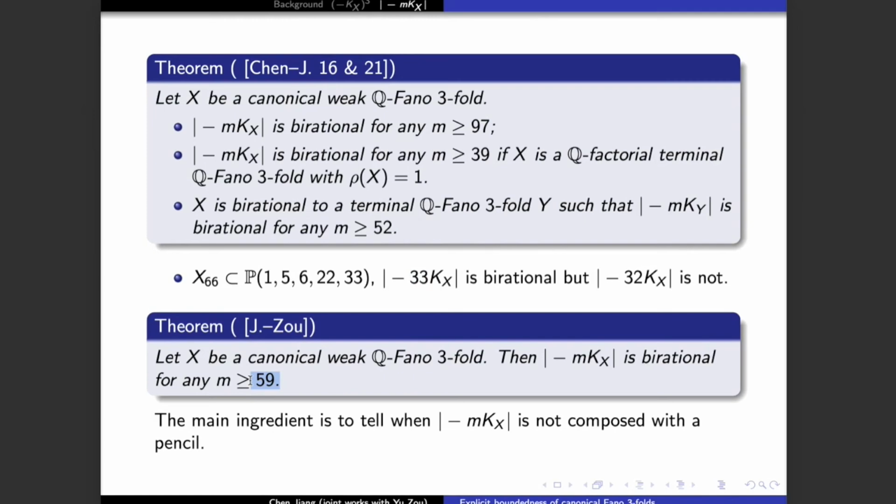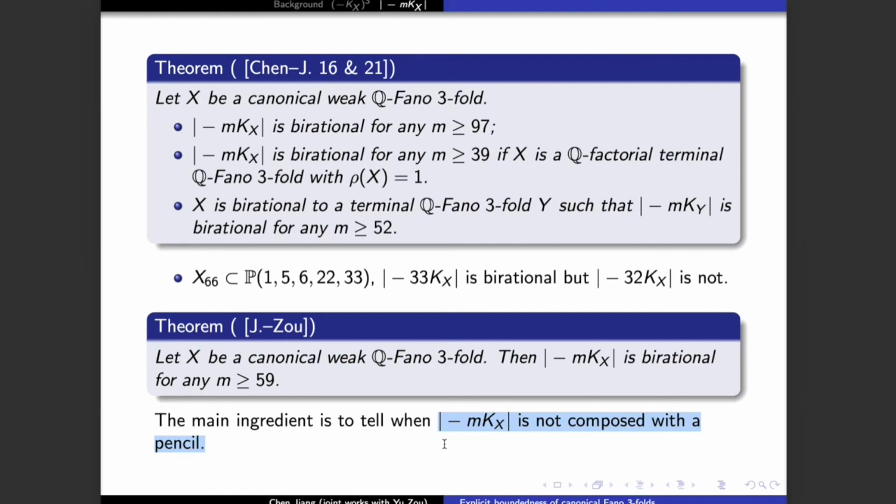Okay, and so what is the ingredient for improving birationality? The main problem is that, instead of showing birationality directly, we want to show when this linear system is not composed with a pencil. Here, composed with a pencil means that if we look at the rational map defined by this linear system, then the image of the rational map is not a curve.